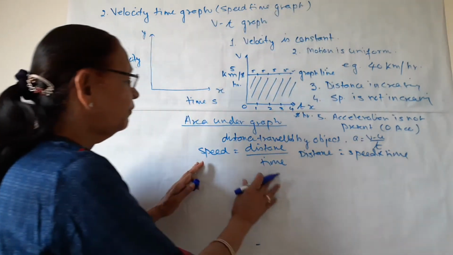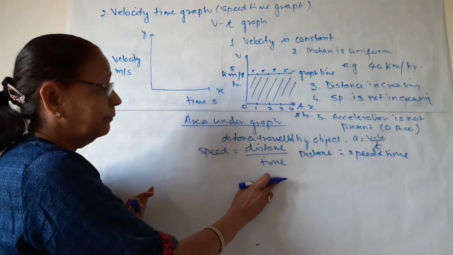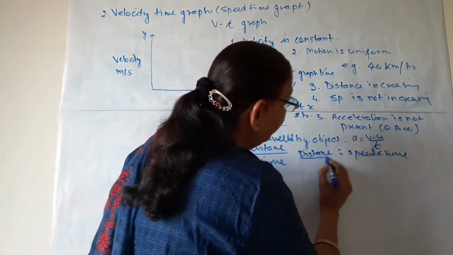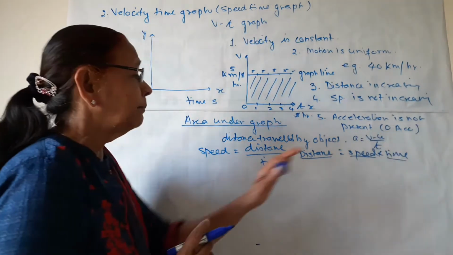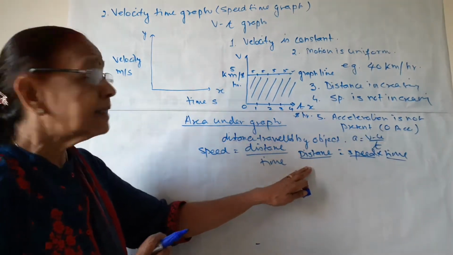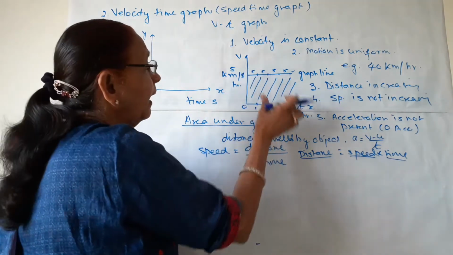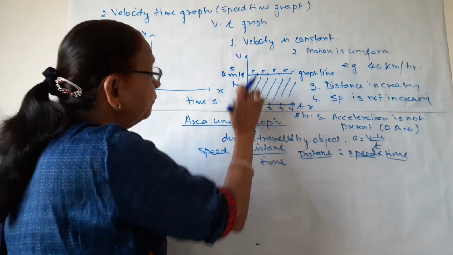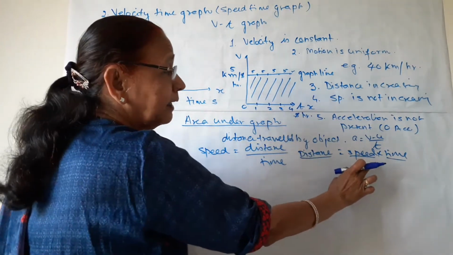Is it okay with all of you? Distance will be equal to speed into time. So if we know the speed and we know the time, we can calculate the distance. So this is speed and this is time. If these both quantities are multiplied, we will get the distance.